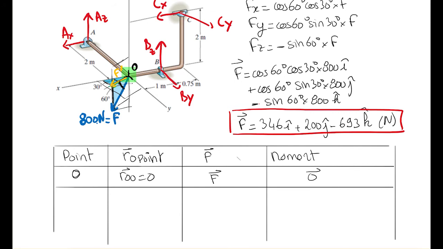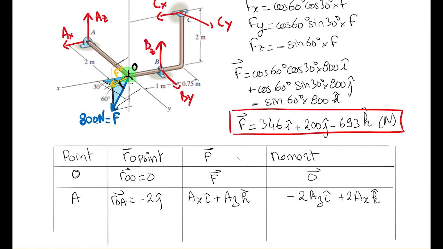Okay, point A, R_OA, from O to A, is equal to minus 2 J at, and the force is equal to AX I at plus AZ K at. And now the moment: J cross I is minus, so plus 2 AX on K, and J cross K is plus I, so minus 2 AZ on I at.